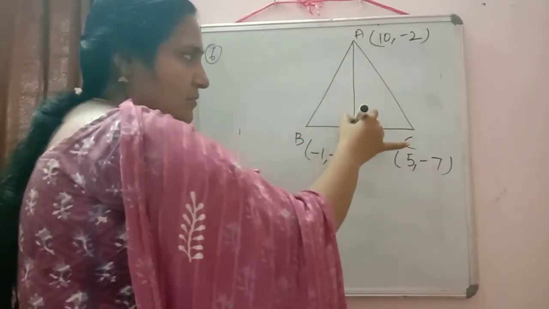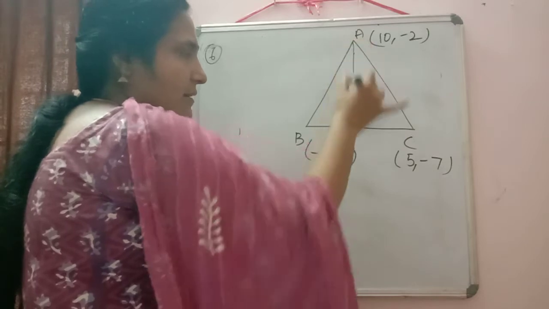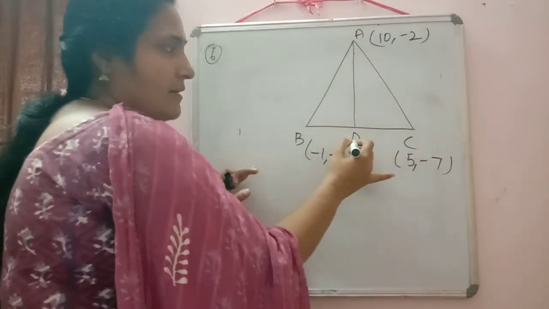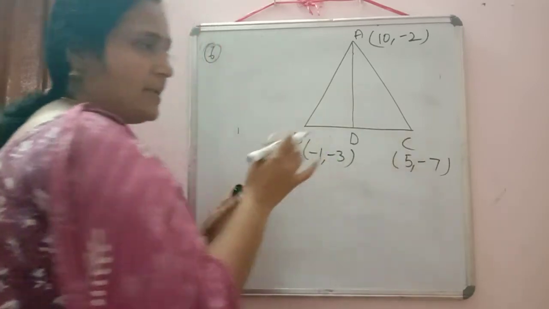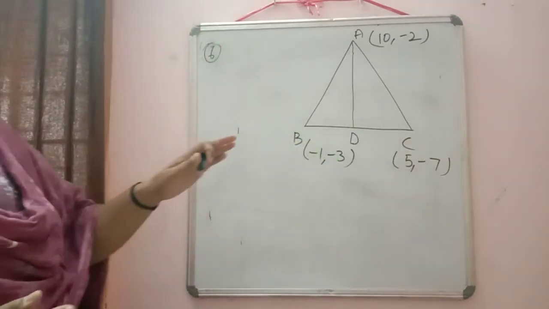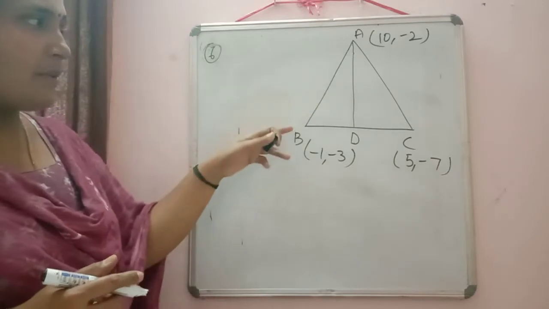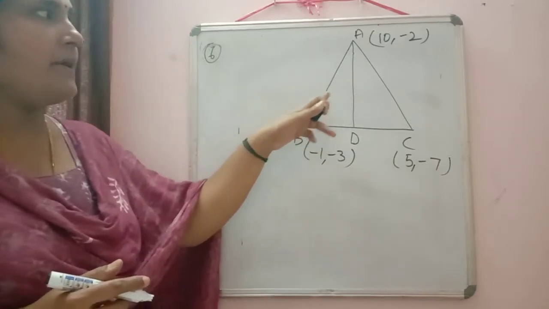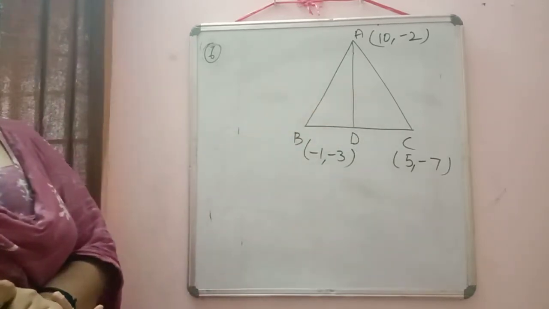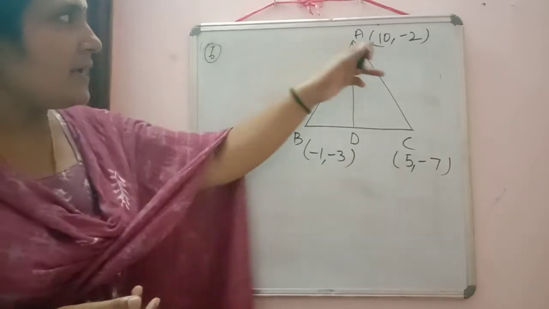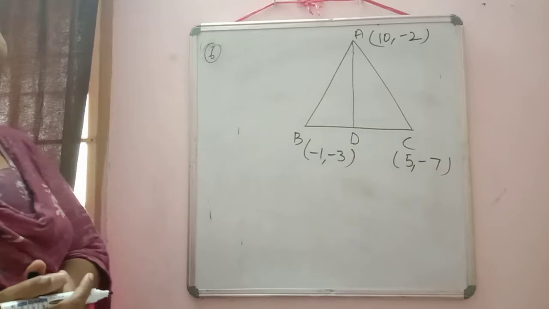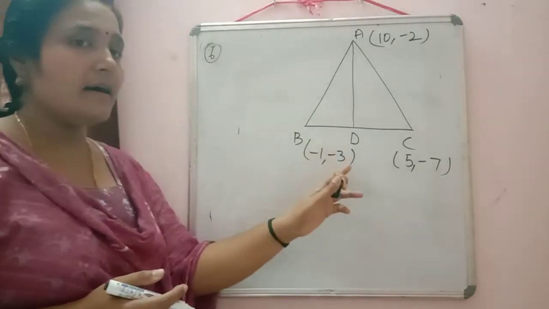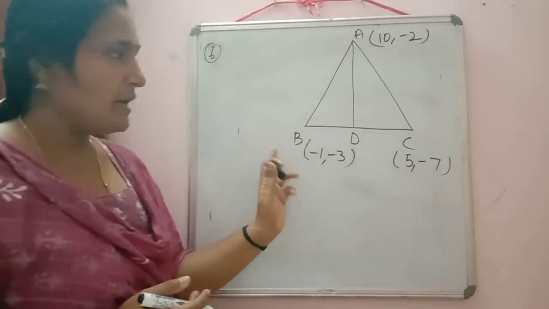So first we should know what a median is. Yes, median. What will be D? D is the midpoint of BC. So now we have to prove that area of triangle ABD and area of triangle ACD are the same. To calculate the area of triangle ABD we have 2 points there. Now we want the coordinate of D, and D is the midpoint of BC.